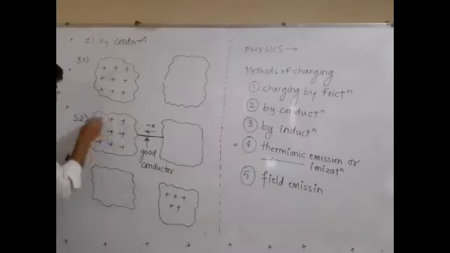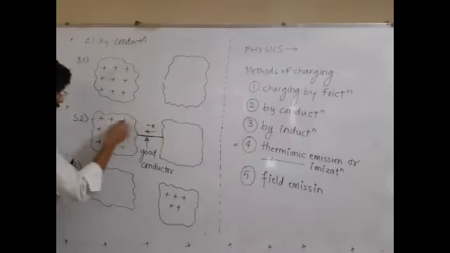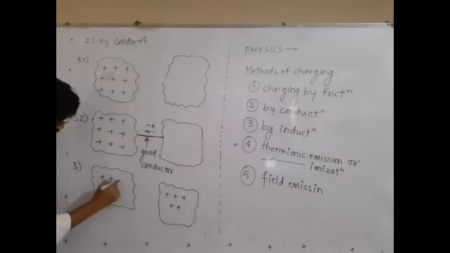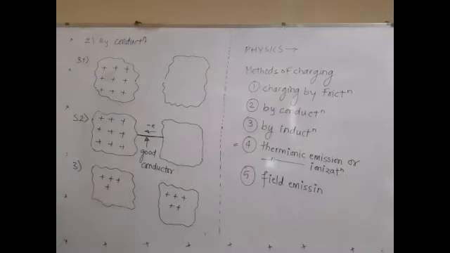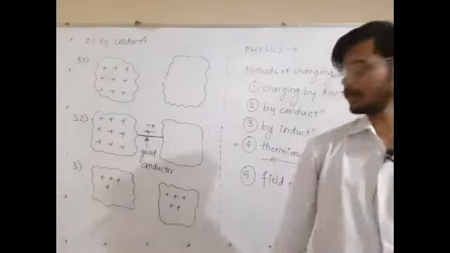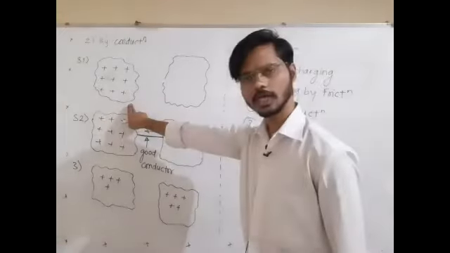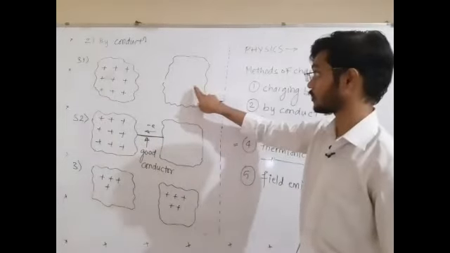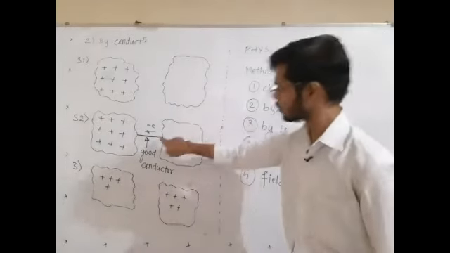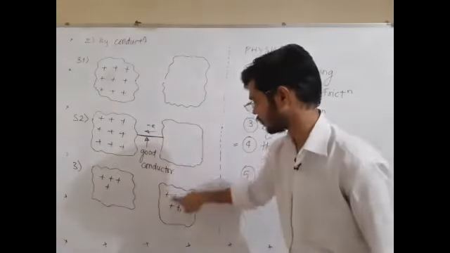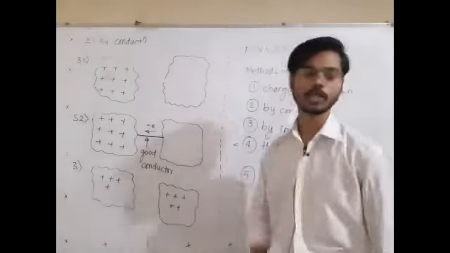Some positive charge and the arrived negative charge will compensate, will neutralize each other, and only a few positive charges will remain there. Is that clear? This is how the body will be charged. Initially only this body was charged, and this body was uncharged. Now by means of conduction, by using a good conductor of electricity, we made this body positively charged.